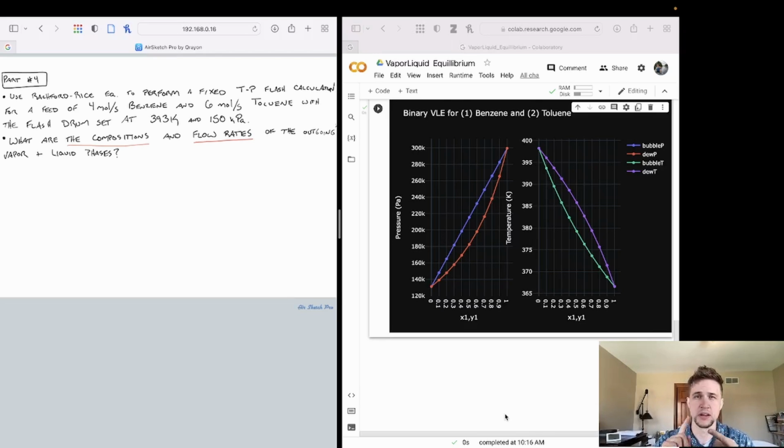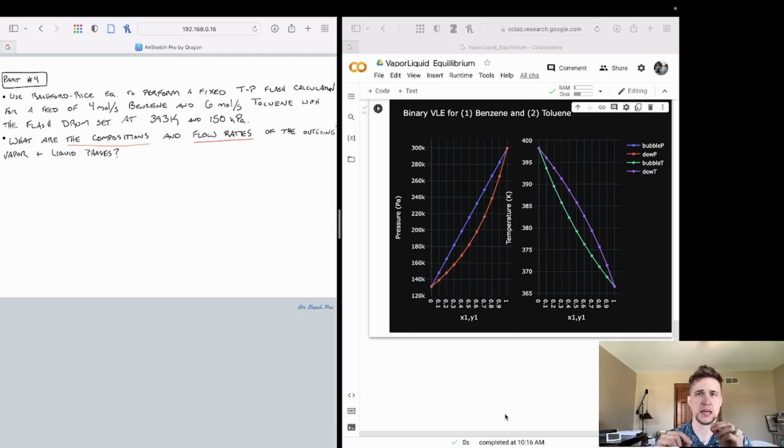It's going to be for a feed of 4 moles of benzene per second and 6 moles of toluene per second, so a total of 10 moles of feed per second. The flash drum is going to be set at a temperature of 393 Kelvin and 150 kilopascals. What we want to observe is the compositions and the flow rates of the outgoing vapor and liquid phases.